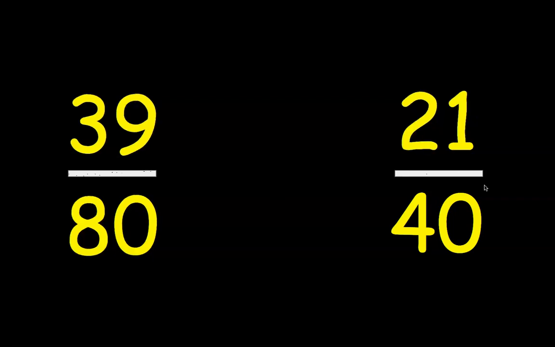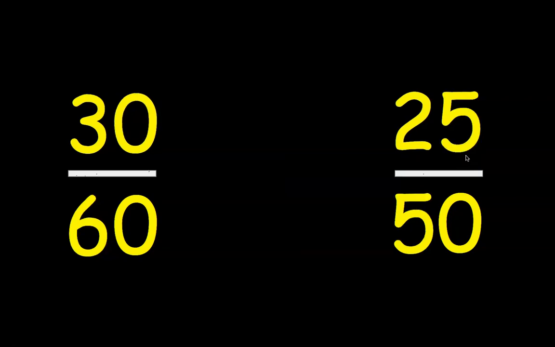39 80ths, 21 40ths. Pause, continue when ready. Right, this one shouldn't be too difficult. This fraction clearly is less than a half. I would have to have 40 80ths to have a half. This fraction is clearly bigger than a half, because 20 40ths would be a half. I've got 21, so therefore that's bigger.